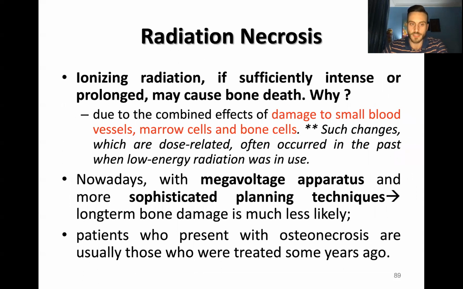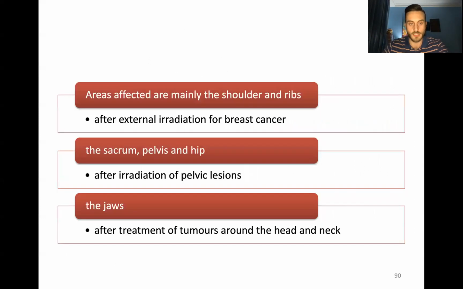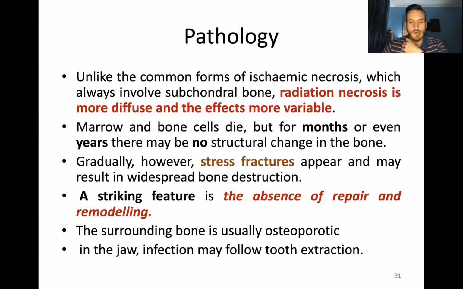Radiation necrosis depends on the ionizing radiation. It depends on how much radiation he got and the quantity. So it's important to know this information. Areas affected usually are the shoulders and the ribs, and it may cause breast cancer, sacrum and pelvis, and the jaw, because these are the places that are most affected.